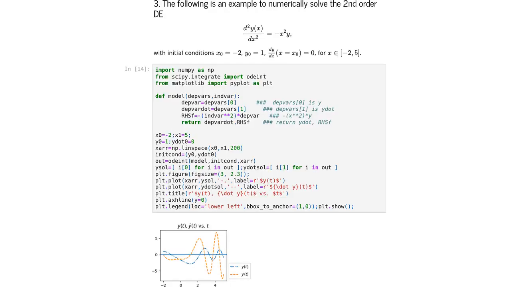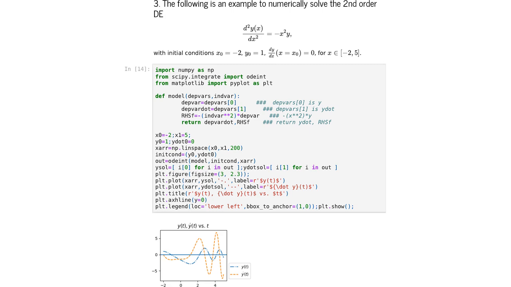Let us now apply this method to a concrete example. We will numerically solve the second-order differential equation. The second derivative of y with respect to x equals negative x squared times y. The problem specifies initial conditions at x0 equals negative 2, where y is 1 and its first derivative, y dot, is 0. We are interested in the solution over the interval of x from negative 2 to 5.